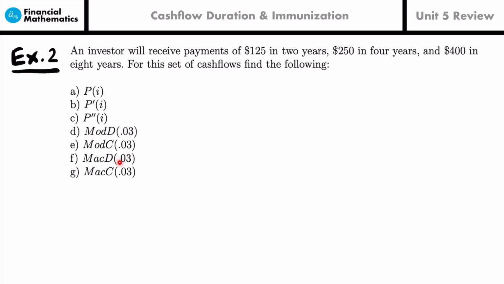And we have a lot of things we want to find, 7 different things in particular. We want to find P of I, the present value function or price function. We want to find the derivative of that function, the second derivative of that function, and then the modified duration using a 0.03 interest rate or 3% interest rate, the modified convexity using a 3% interest rate, a Macaulay duration using a 3% interest rate, and a Macaulay convexity using a 3% interest rate.